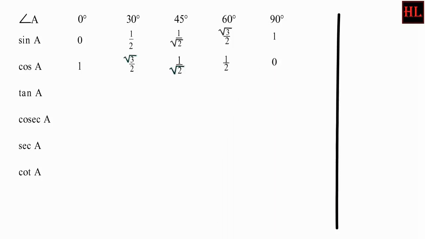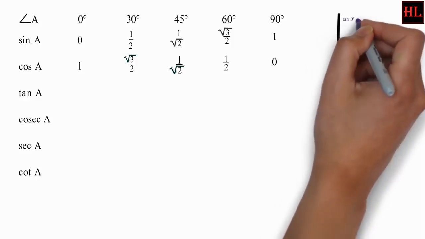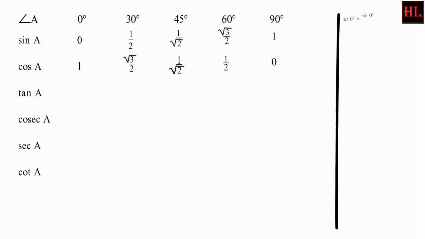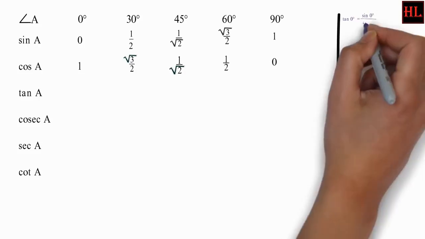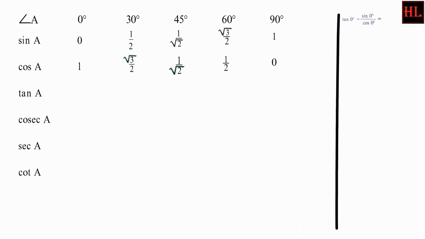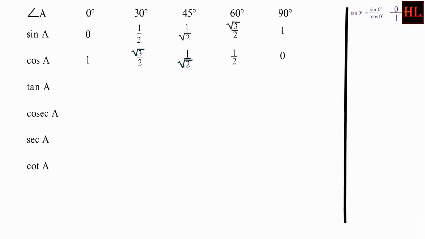Now to write the values of tan for these angles, we'll divide the values of sine with corresponding value of cos. For example, tan 0 will be equal to sine 0 divided by cos 0. Now the values of sine 0 and cos 0 are 0 and 1, therefore it will be 0 divided by 1, and we have tan 0 as 0.